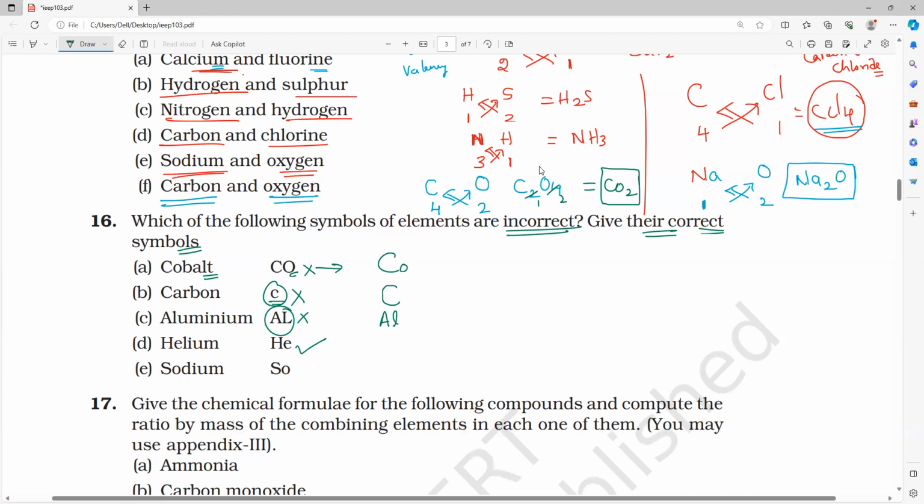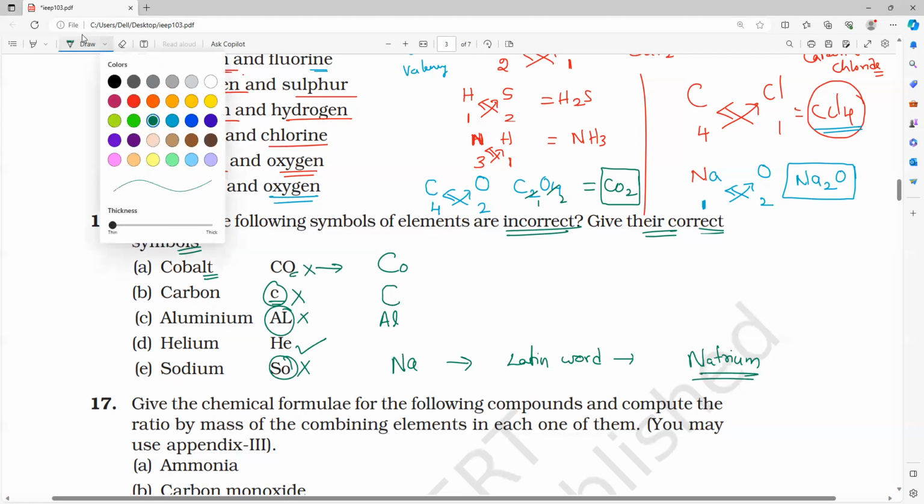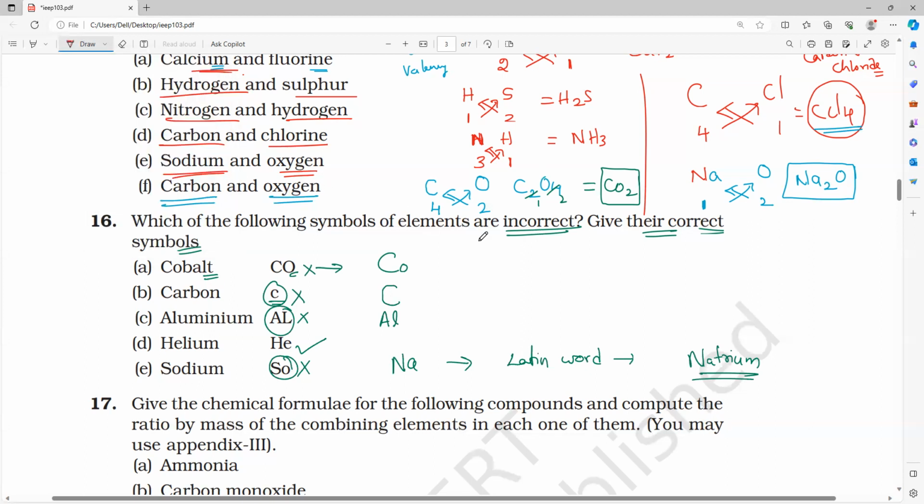Correct. Sodium. No, sir. What is the symbol? Sodium. Na. Na is taken from a Latin word. What is the Latin word? Natrium. Do it, everybody. Simple question. Make it quick. Any doubt, ask.